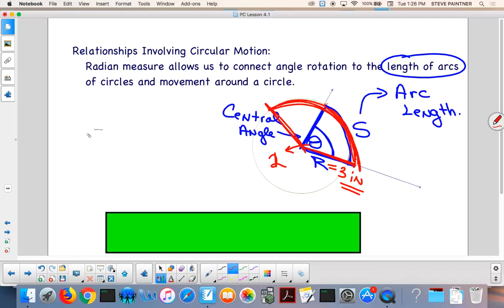How far is S, arc length? How far did I travel? 6 inches. How'd you know it was 6? It's 2, because there's 2 radius wrapped around the circle. And you knew this was 3, and another 3, so you know the answer is 6. What's a quick way to get the answer for S?